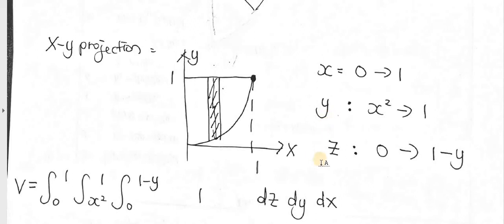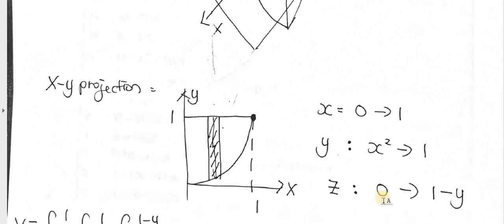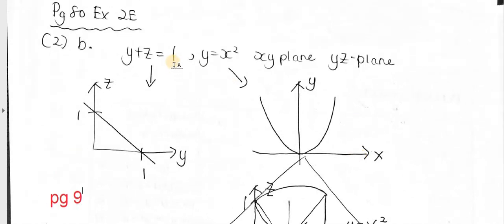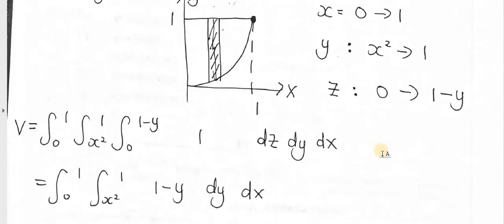Next, in order to define the interval for my z, I have to imagine myself sitting inside the solid, and when I look down, I will see a flat surface, which is represented by z equals 0. So my z interval will start from 0, and when I look up, I will observe a surface which is cut by this plane. The upper surface is cut by this rectangular plane. That's why I will stop here, z equals 1 minus y.